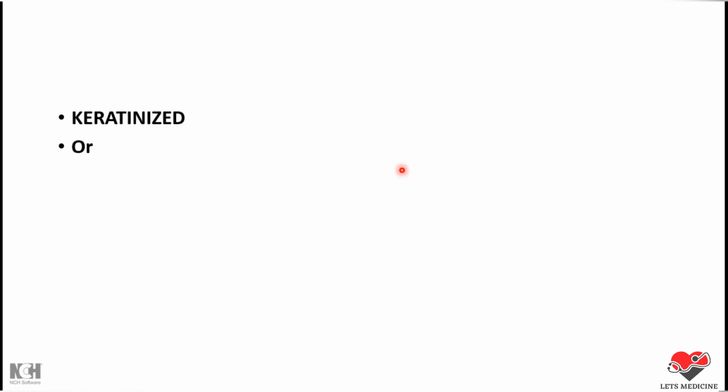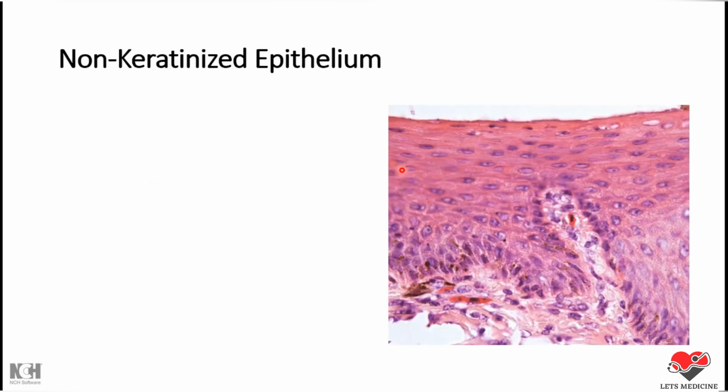Stratified squamous epithelium can be keratinized or non-keratinized depending upon the presence of a protein called keratin. So let's discuss the two types of stratified squamous epithelium: keratinized epithelium and non-keratinized epithelium. First we will discuss non-keratinized stratified squamous epithelium.